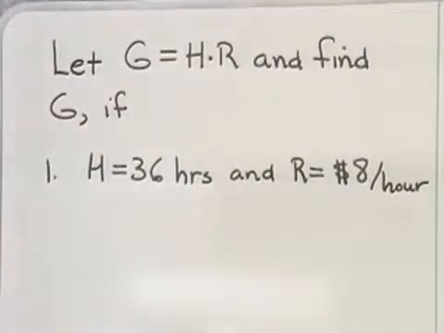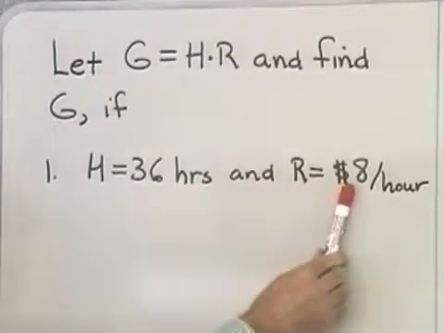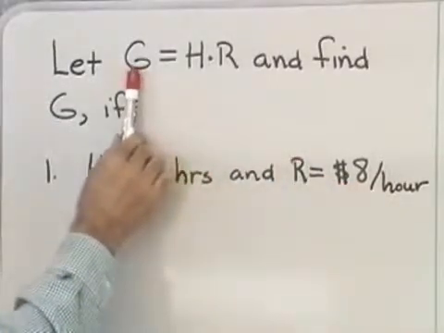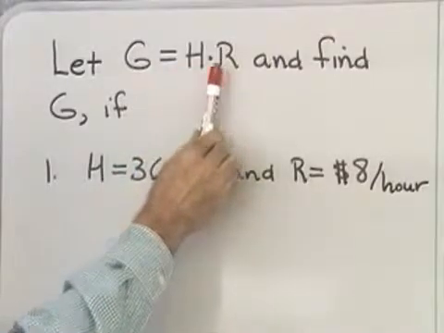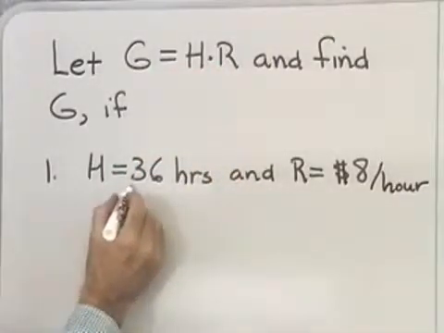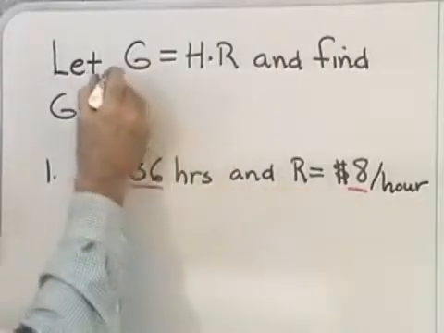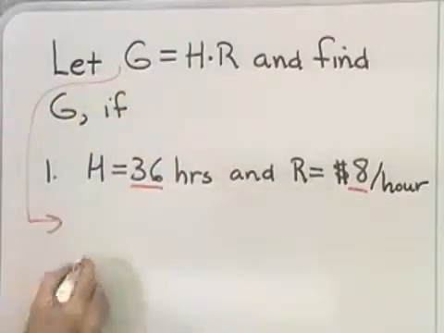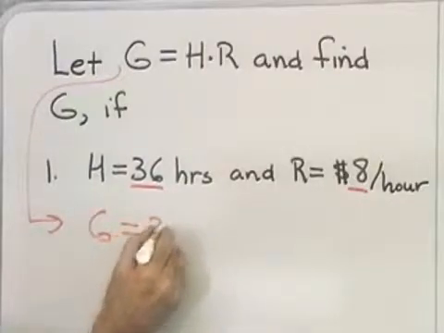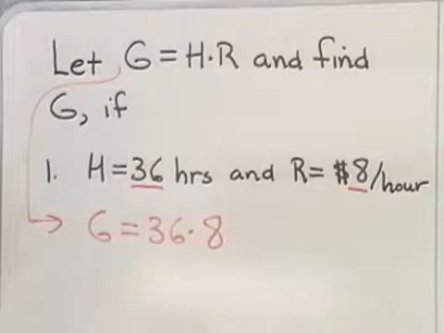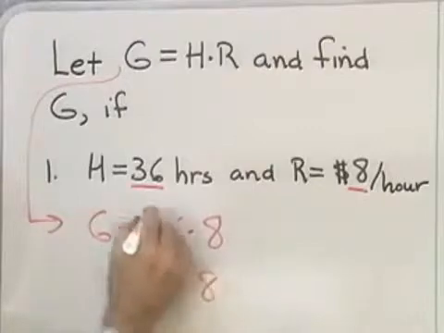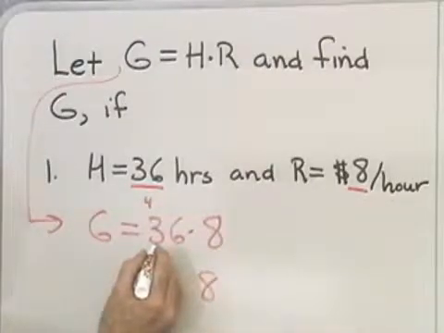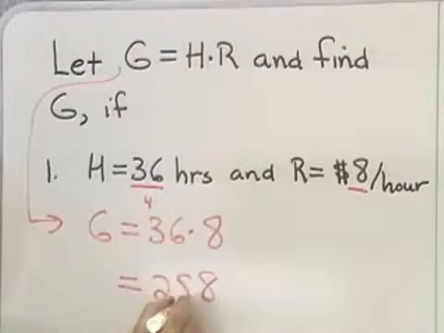Suppose that G is equal to H times R, and we want to find G if H is equal to 36 hours and R is equal to $8 per hour. So this formula right here is the formula for gross pay if you work H hours per week at a rate of R dollars per hour. So I know that H is 36, R is equal to 8, and G is equal to H times R. So G will be equal to H, which is 36, times R, which is 8, and that comes out to be, let's see, 8 times 6 is 48, carry the 4, 8 times 3 is 24, and 4 is 28, 288.